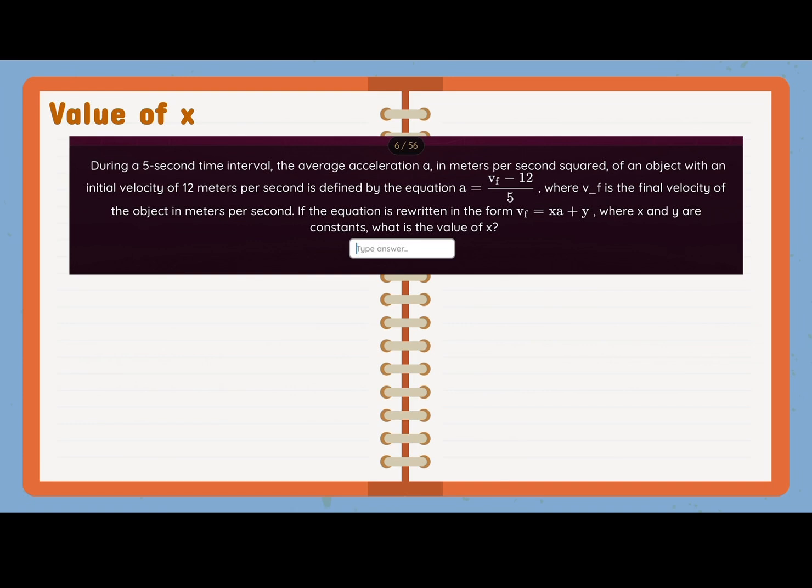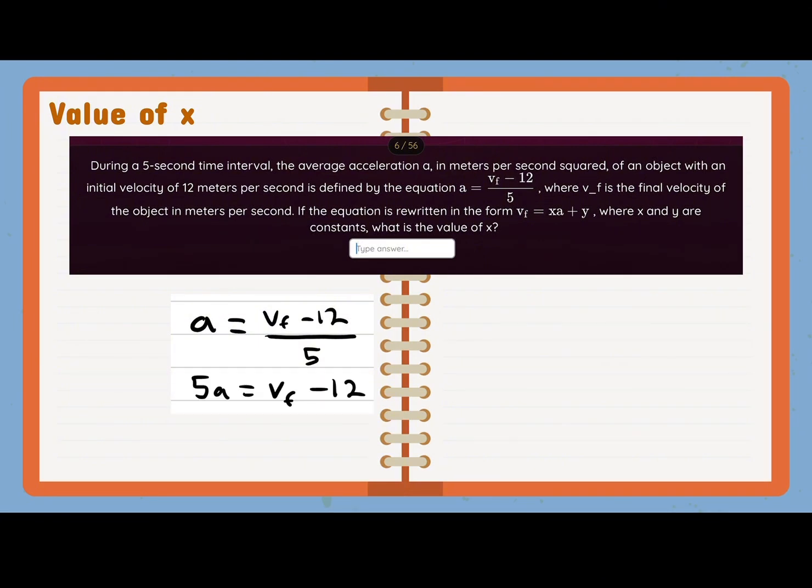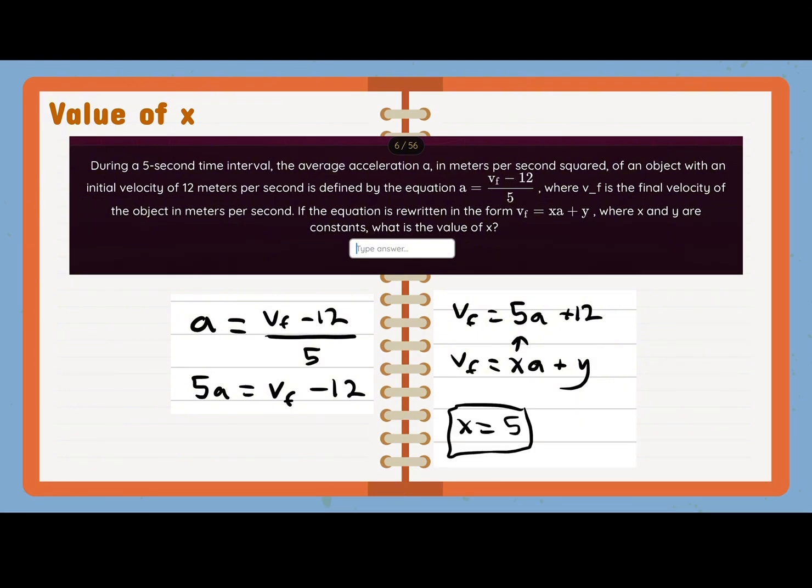So this question looks really complicated, but we have this formula for a, and we have to figure out that formula for xa plus y in the form of vf, meaning we just have to manipulate this and solve for vf instead of a. We can do that by multiplying 5 by both sides, adding 12, and we'll find that we have the same formatting as what we are looking for. In this case, it's as simple as just plugging in that 5 for x, and that's our answer here.